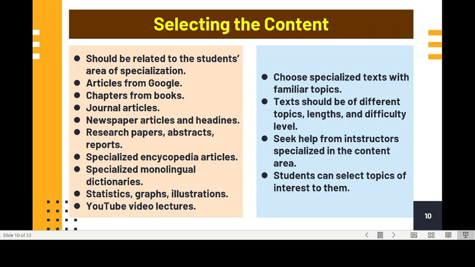Now, where do we get the material from? We can find articles on Google. We can take chapters or parts of chapters from books, specialized books, from journal articles, newspapers, and newspaper headlines, research papers. We can use abstracts, we can use reports, we can use specialized encyclopedia articles, we can use also specialized monolingual dictionaries so that the students look up the meanings of difficult terminology in those dictionaries. We can use statistics, graphs, illustrations, pictures.